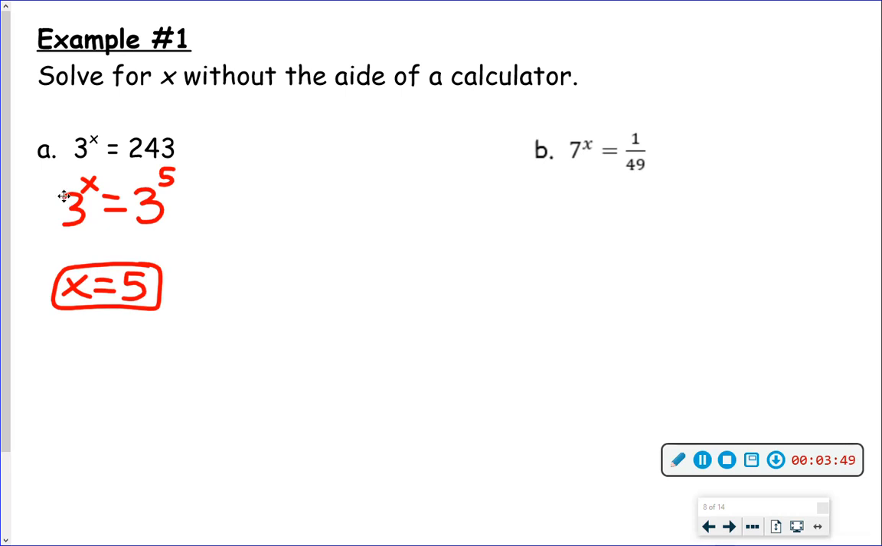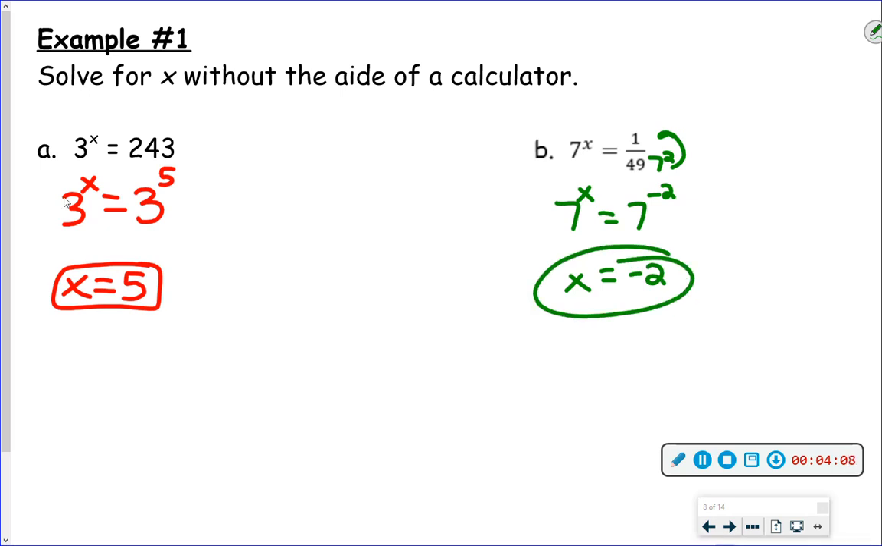All right, let's take a look at B now. I'm going to try to use 7, of course, so I'm going to use the smaller number to rewrite the bigger one. 49 we know is 7 squared. I'd like to take that out of the denominator and move it up top, so then I'm going to change the sign on the exponent, and then I'm going to set my exponents equal.